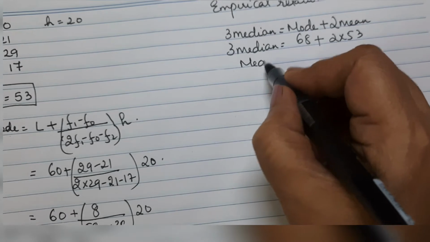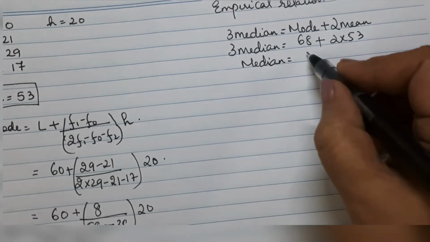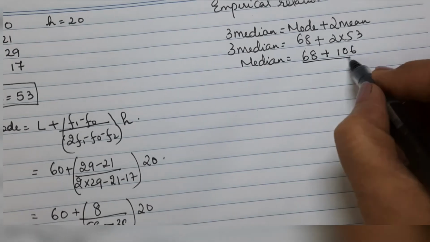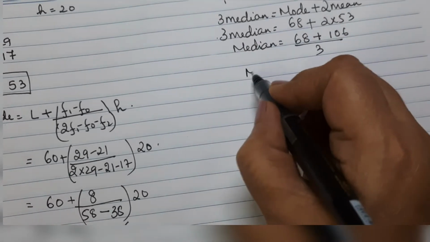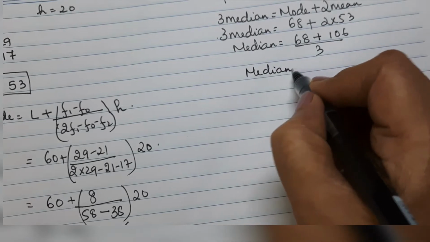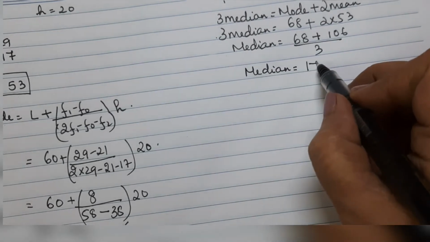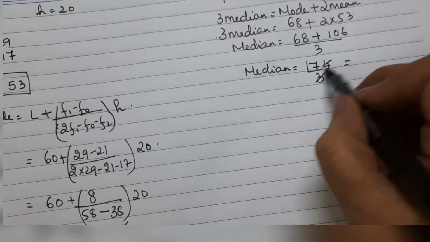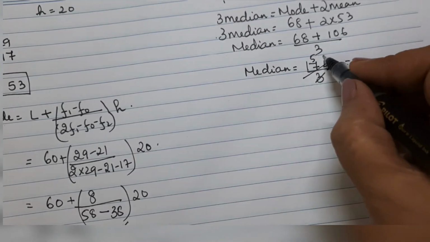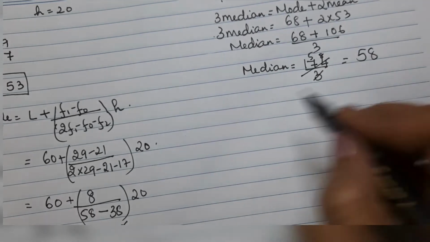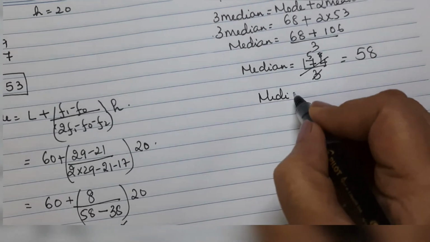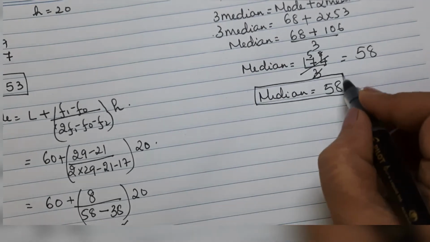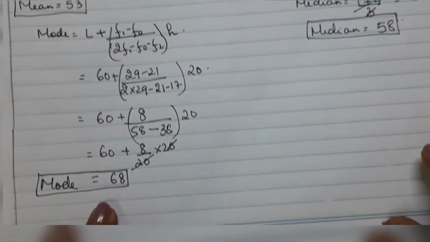So median will be 68 plus 106 divided by this 3. So median will be 174 divided by 3. 3 5 times 8, 58. So median is 58. Using empirical formula, we got median and mode.